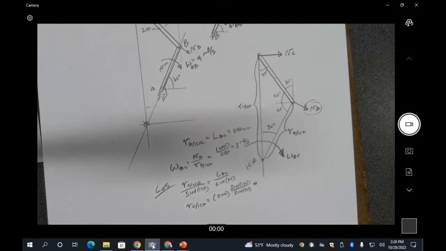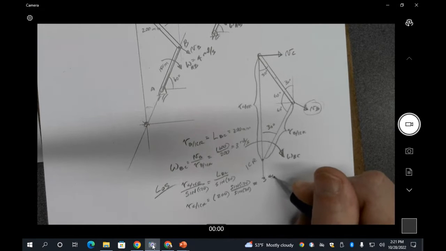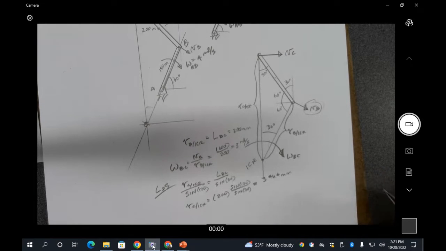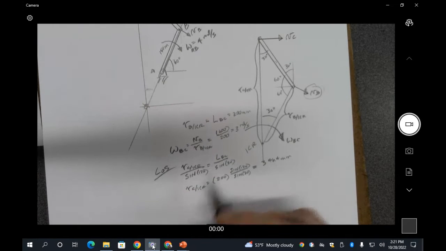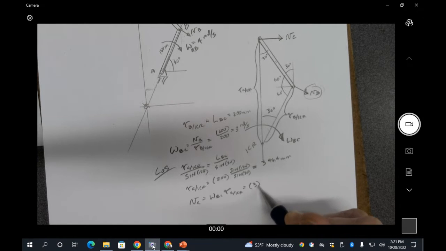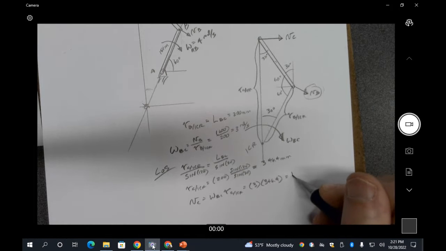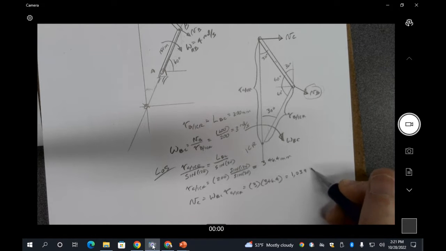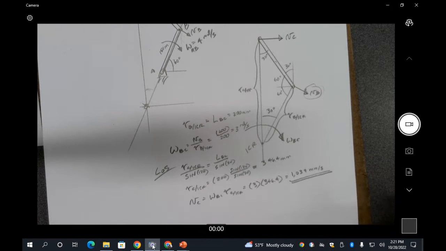So we get 346.4 millimeters, and therefore the velocity of C must be omega BC times RC with respect to ICR, or 3 times 346.4, which is 1,039 millimeters per second. So from the original question, that's what we had.